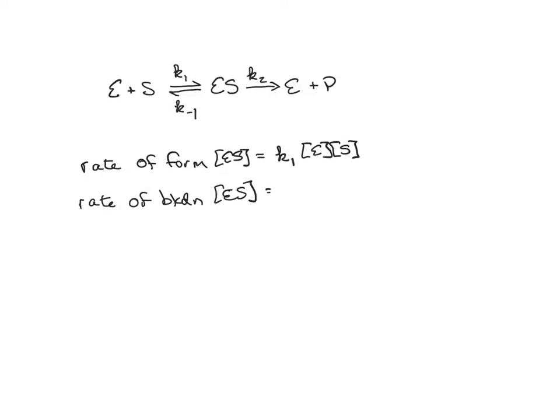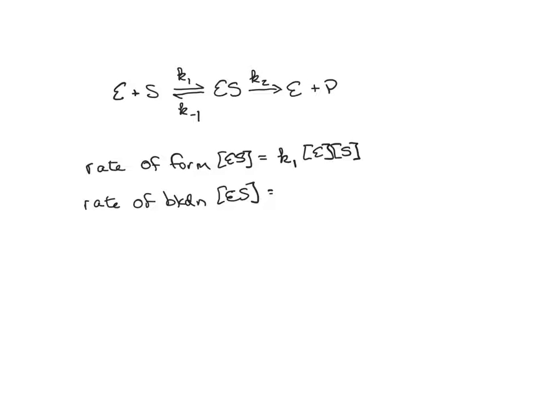The rate of breakdown of ES, so those are all the arrows going away from ES. That's going to be K-1 times the concentration of ES, because that's the only thing on the other side of that arrow, on the back end of that arrow. And also it could go the K2 direction, and also the thing on the back end of that arrow is ES. So there's our two elementary step reactions from this set of elementary steps.